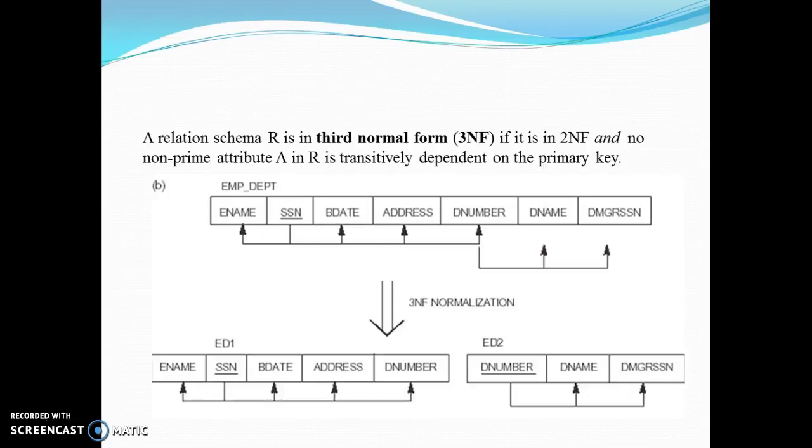This is the third normal form. In third normal form, a relation schema R is in third normal form if it is in 2NF and no non-prime attribute A in R is transitively dependent on the primary key.